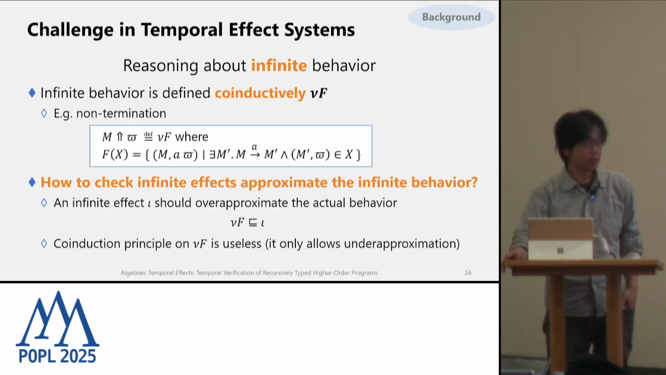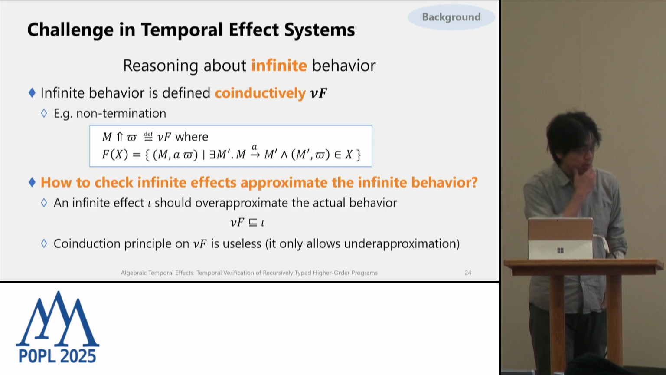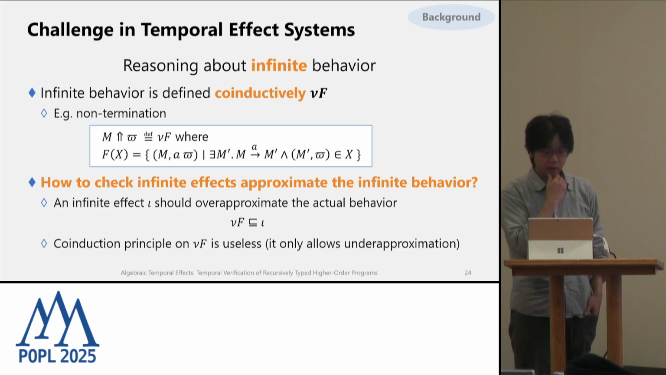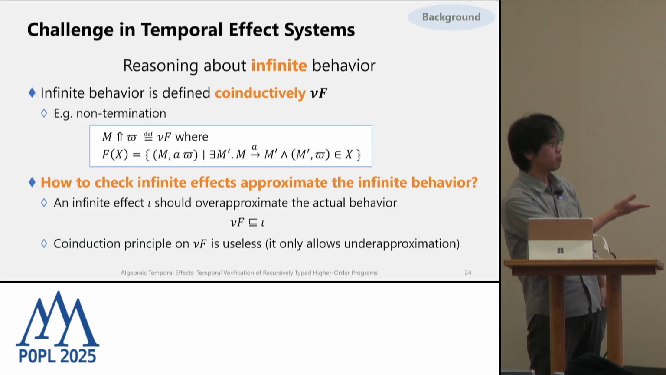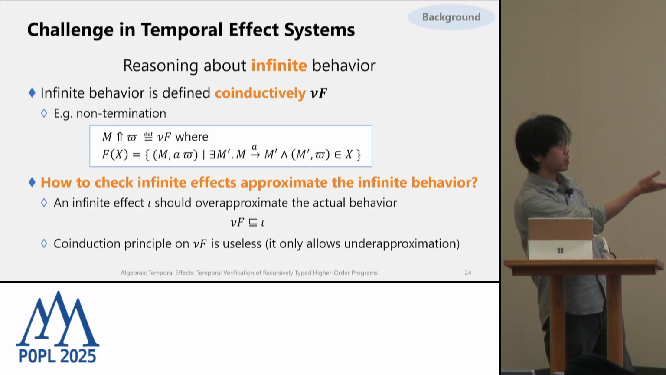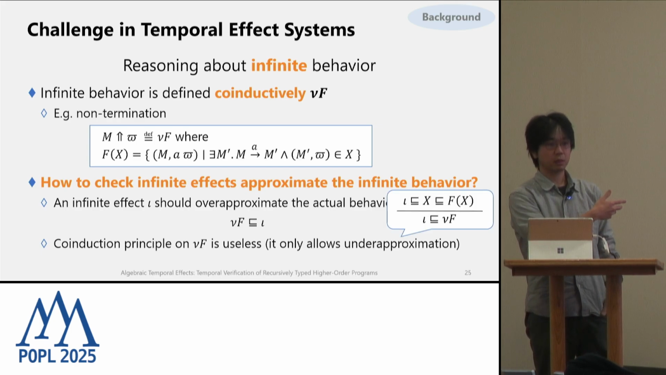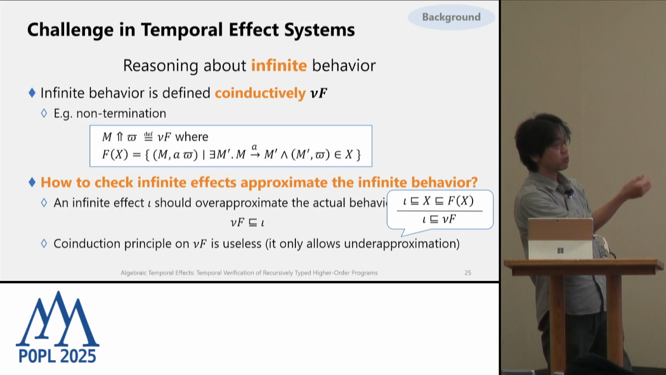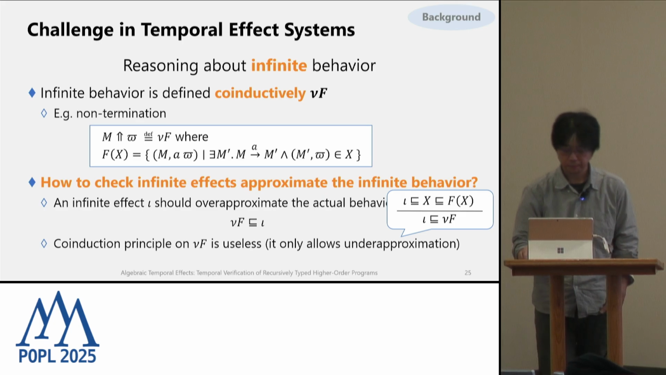And the problem is how we can check that infinite effects over-approximate the infinite behavior. This is necessary for the soundness of the temporal effect. In other words, the infinite effect iota should be an upper bound of the actual behavior defined by nu f. But the problem is that nu f is defined using co-induction, but the co-induction principle is not useful in this case because it only allows under-approximation. But we want to show that it is an over-approximation. So the co-induction principle cannot be used in this case.